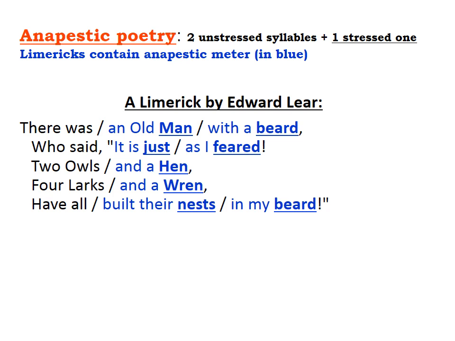There was an old man with a beard, who said, "It is just as I feared. 2 owls and a hen, 4 larks and a wren, have all built their nests in my beard."